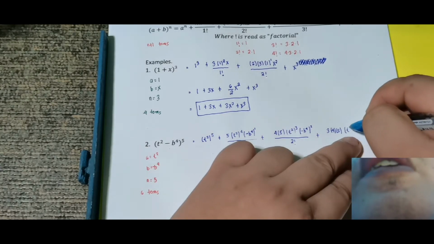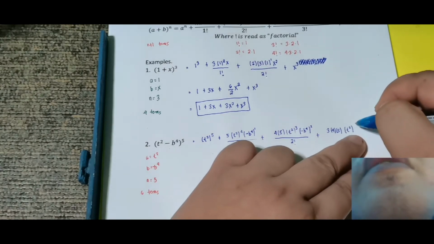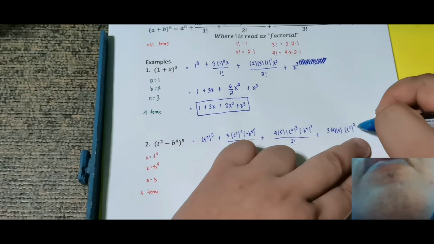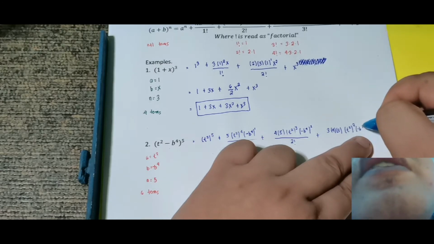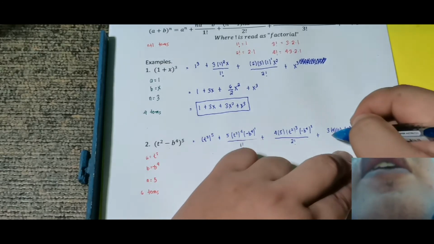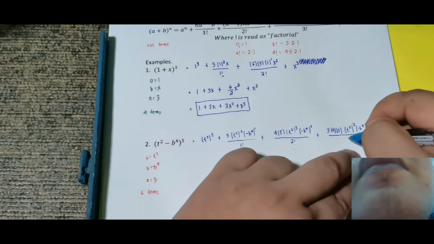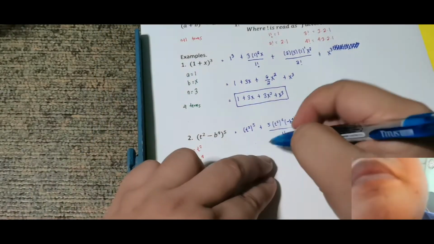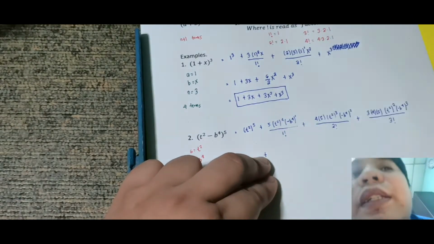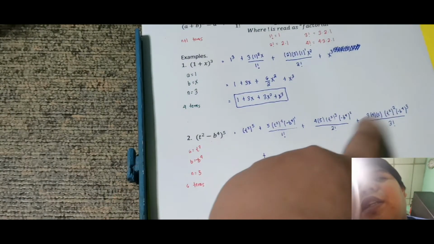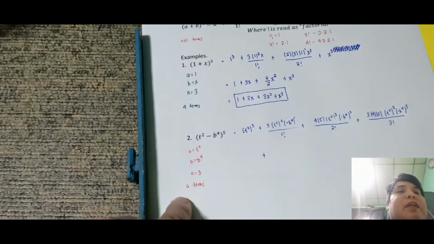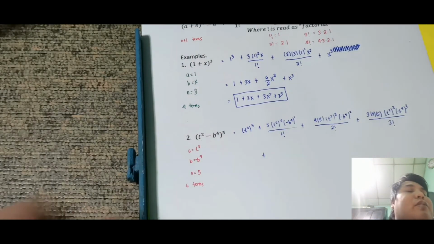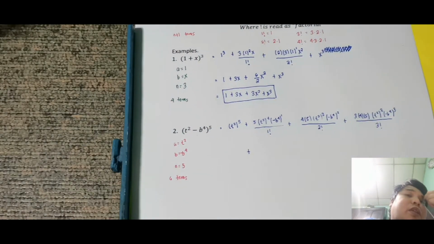Then, t raised to 2, raised to 2. Then negative b raised to 4, raised to 3, all over 3 factorial. Okay, since it's long, plus again. Plus. So how many terms? 1, 2, 3, 4, 5. We expect 6 terms, so we are not yet at b raised to 4 raised to 5.